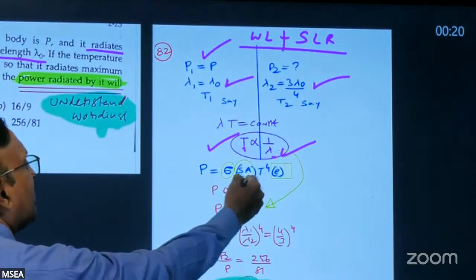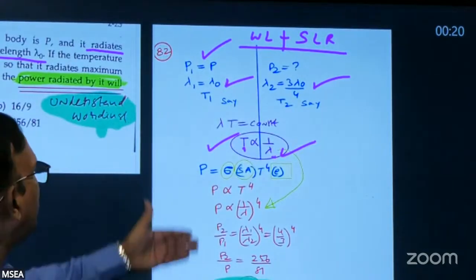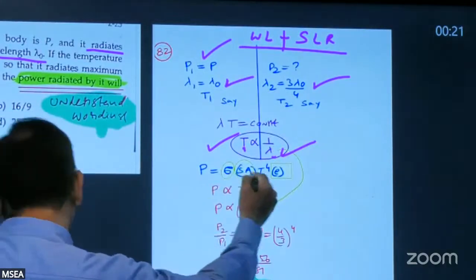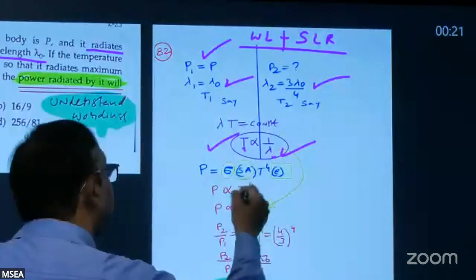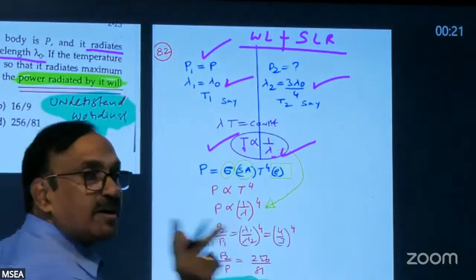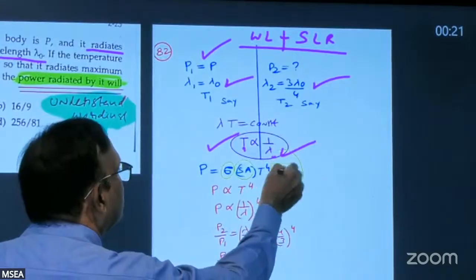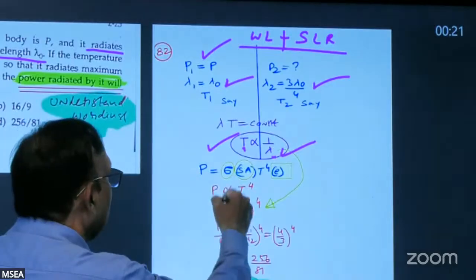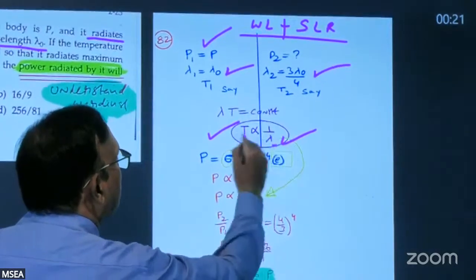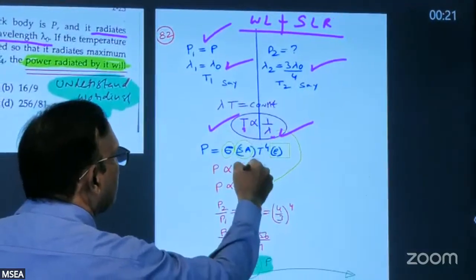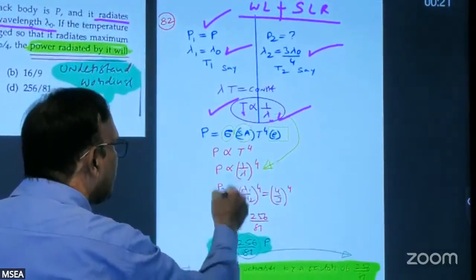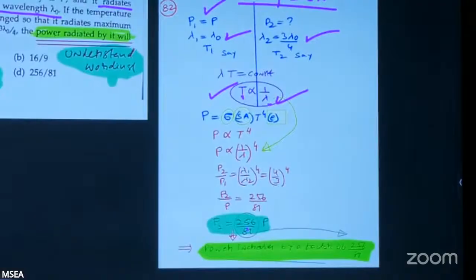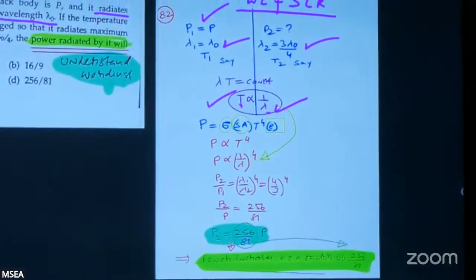So power is sigma into surface area into temperature to the power of 4 into emissivity. By now we have noticed this small formula. You just have to remember it and easily score the marks. What are the constant terms? He is talking about the same body, so sigma is constant, surface area is constant, emissivity is constant. From these, P is proportional to T to the power of 4. But T and lambda are inversely proportional, so in place of T, 1 by lambda to the power of 4. So naturally, P2 by P1 is lambda 1 by lambda 2, whole to the power of 4. The rest is simple substitution, and happily you can get the answer.